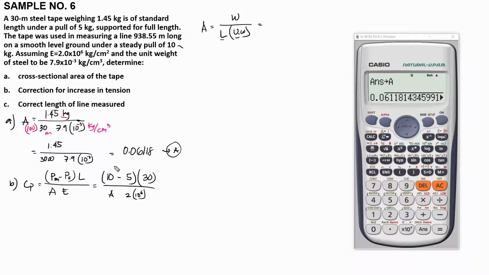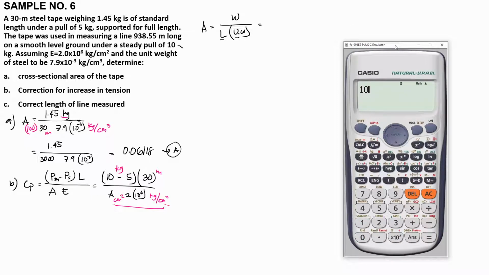Again, make sure or take note of the units. This is kilogram, this is meters, this is centimeter squared, and this is kilogram per centimeter squared. So, make sure lang ulit na tama yung mga units. Dito pala sa unang tingin, maka-cancel na pala to, no? Magka-cancel out na sila dito. Centimeter dito, tsaka dito. So, pwede natin silang hayaan. Huwag na tayo mag-convert kagaya nung kanina. So, calculating. Sa calculator, we have 10 minus 5 times 30 divided by A multiplied by 2 times 10 raised to 6.